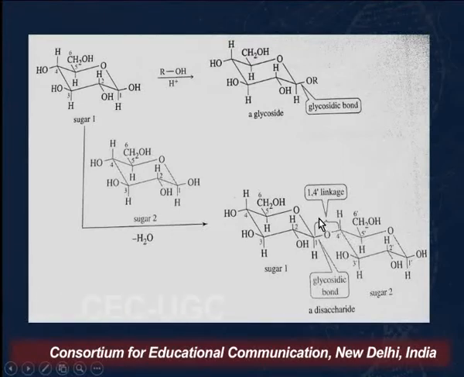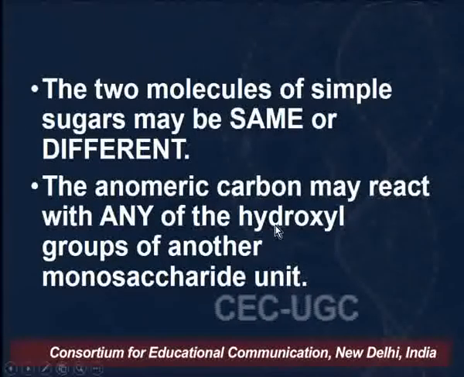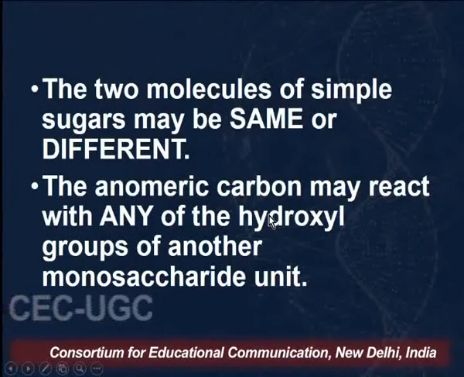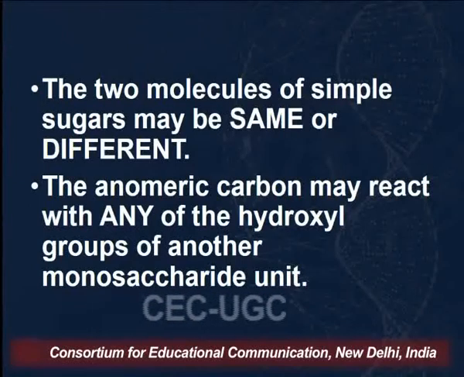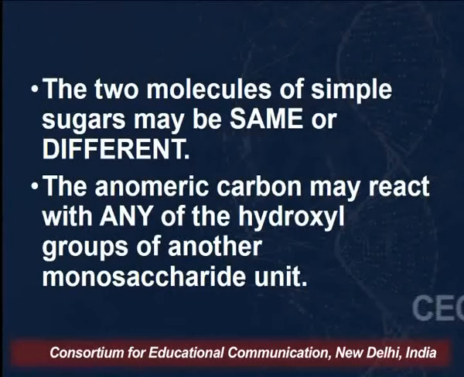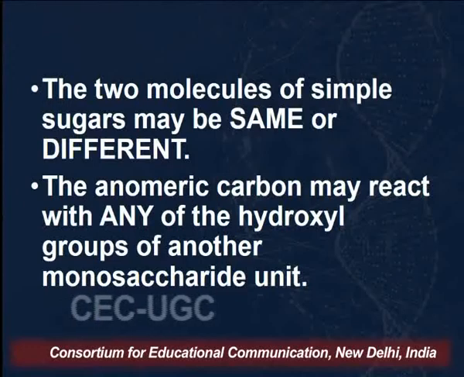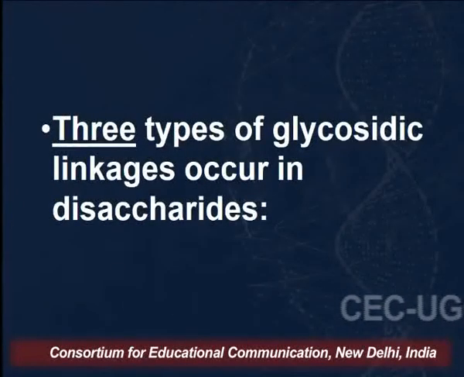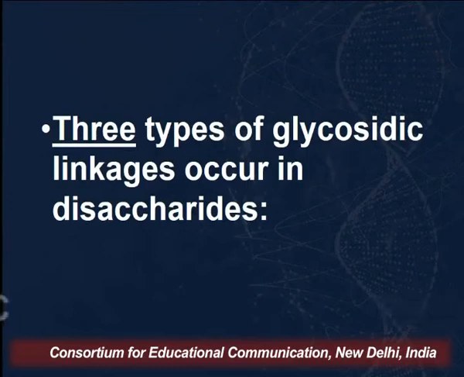Now we go on to the next thing. When we talk of these two monosaccharides, these two molecules of simple sugars may be the same or they may be different. And the anomeric carbon, as I've already illustrated, may react with any of the hydroxyl groups of the second monosaccharide unit, resulting in three types of glycosidic linkages.